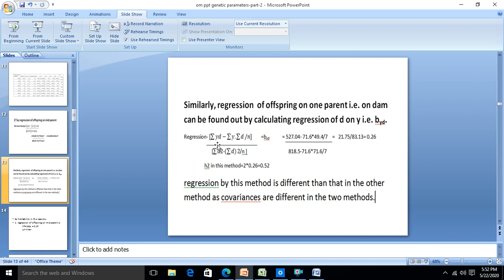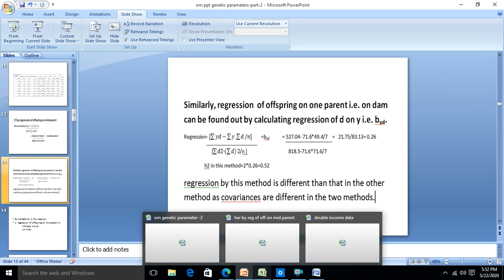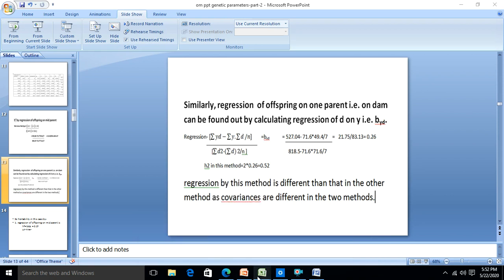Now this is the formula for regression of offspring on dam. Y is offspring and D is dam. Summation yd minus summation y into summation d upon n, whole upon summation d square minus summation d whole square upon n. So you can see you need summation yd, summation y, summation d, summation d square, summation d whole square upon n. So jumping back to the Excel sheet, we have to add these two values.